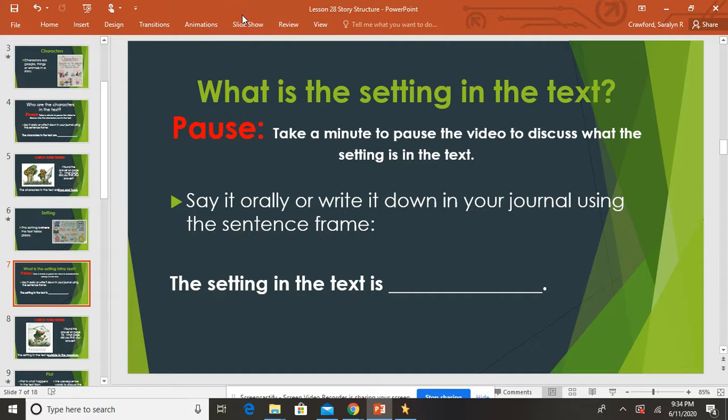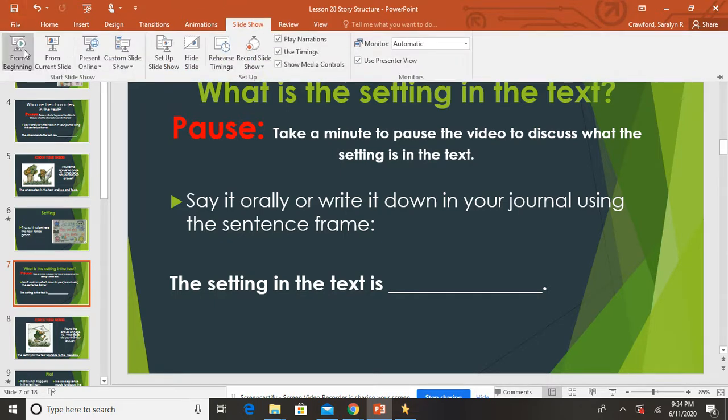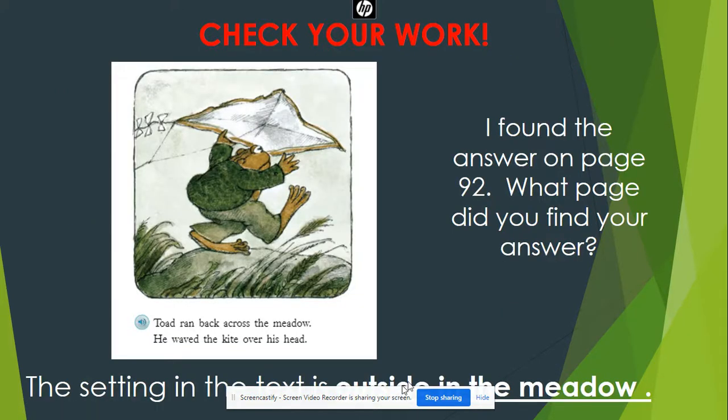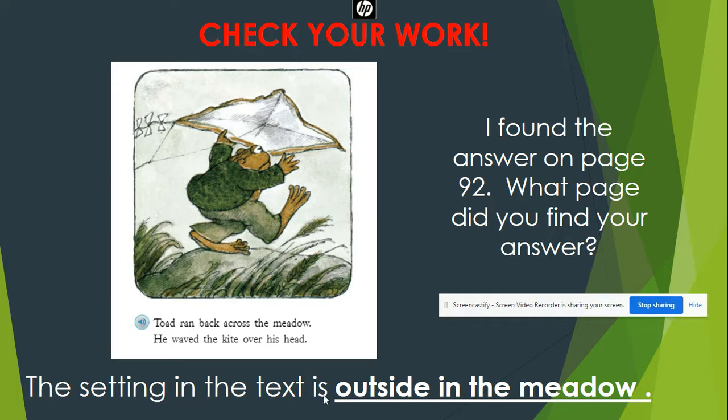Use this sentence frame to help you. The setting in the text is, and you can draw it, you can write it, or you can say it orally. Now check your answer. The setting in the text is outside in the meadow. Now you could have also written in the garden or in the field. It's daytime. But I found this right in the words. Toad ran back across the meadow.